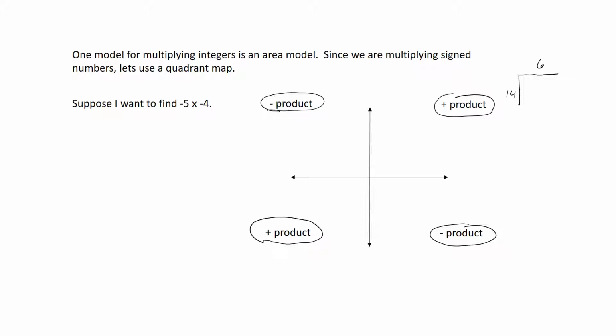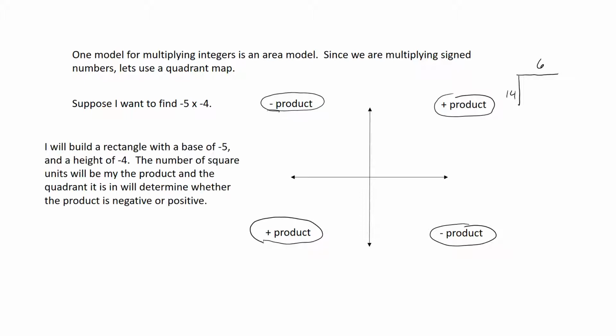And so suppose I want to find negative 5 times negative 4. Now, negative 5 I want to represent on the negative x-axis, and negative 4 on the negative y-axis. So basically I'm going to build a rectangle that has a base of negative 5 and a height of negative 4. I have 5 square units across and 4 square units down, and these are in the negative direction, just like they would be on an XY graph.